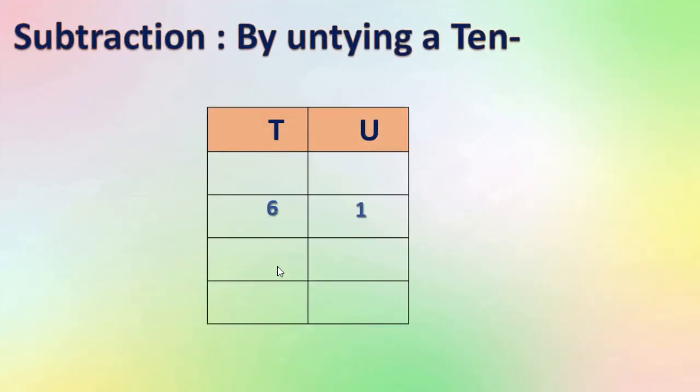Now the sum is 61 minus 57. Again 1 is smaller than 7, 1 borrows from 6 and 6 becomes 5, right? And 1 becomes 11. 11 minus 7 is equal to 4. 5 minus 5 is equal to 0. So 61 minus 57 is equal to 4. Isn't it?